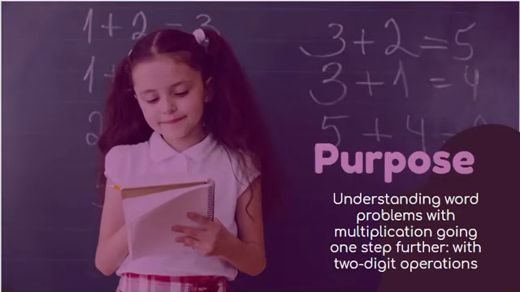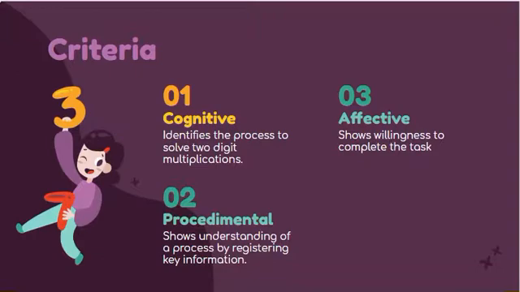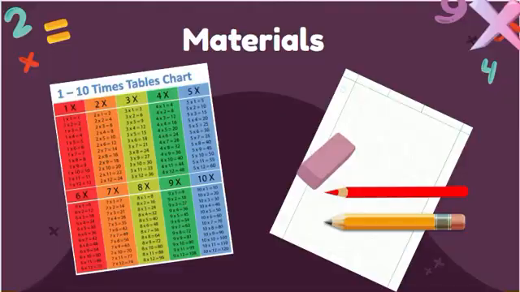The purpose of today's session is understanding word problems with multiplication with two-digit operations. And the criteria are: identify the process to solve two-digit multiplications, show understanding of a process by registering or writing down key information, and showing willingness to complete the task. The materials for today's session are your timetables chart, paper, and all you need to take notes.